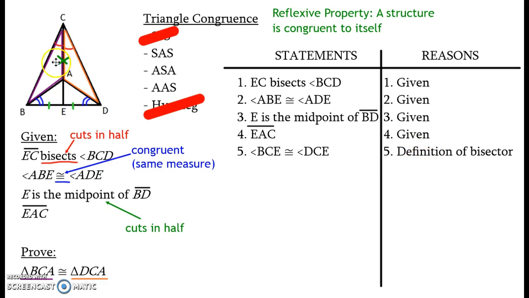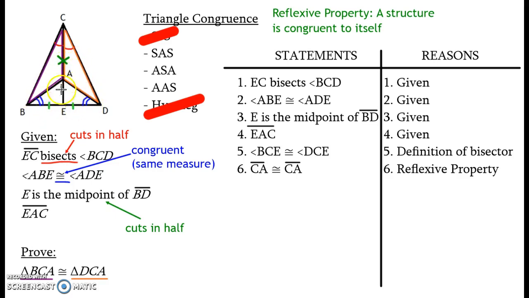Next, we're going to prove that CA is congruent to CA. And we know that because of reflexive property. So remember why this is important. We're eventually trying to prove that these two triangles are congruent to each other. So we have an angle and a side now. Now all we need is either another angle or another side. And we can prove that these two triangles are congruent.